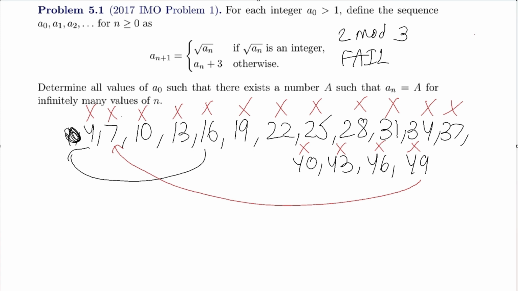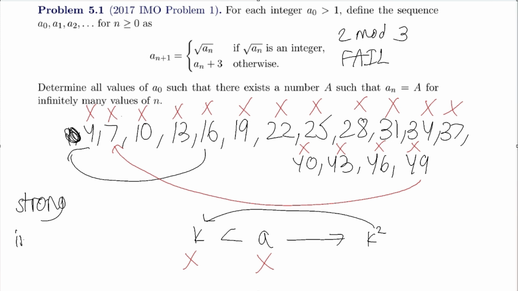And this suggests the following argument. Can we always reduce this number to a smaller number for which we know it fails? Because after all, if we start with the number a and then go to some perfect square and go all the way back to k, and we know that k is less than a and k failed, then that means that a also failed. So basically, if we prove that all the smaller numbers fail, that means that we prove that the number we're looking at also fails. And this is the idea of strong induction.